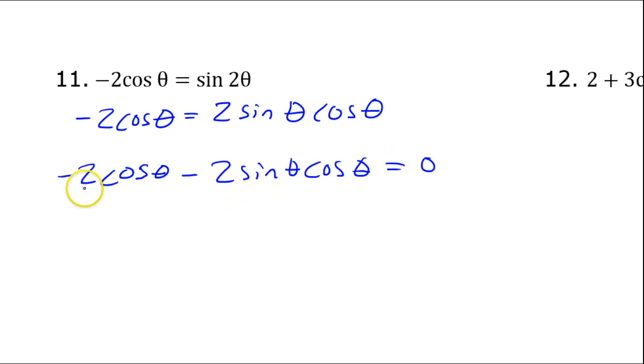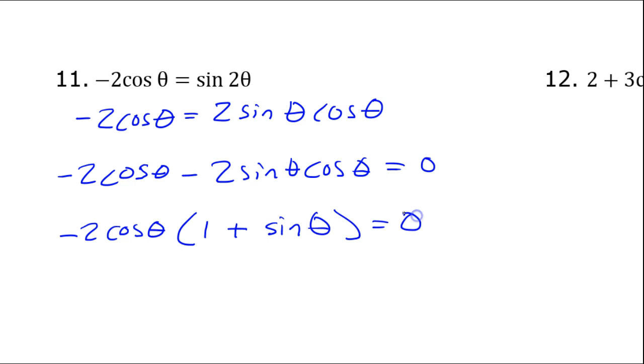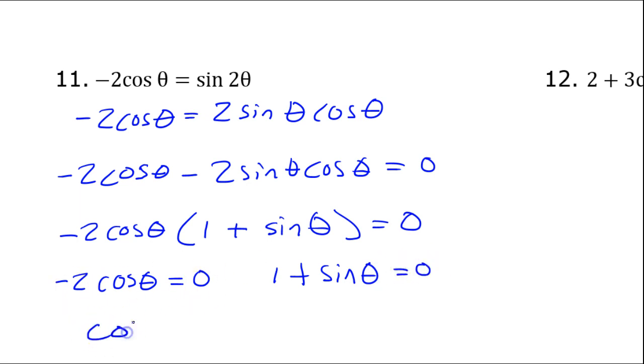Okay, GCF. I see I have negative 2 cosine theta, and I have negative 2, and I have cosine theta. So I can take out a GCF of negative 2 cosine theta. That's going to leave behind 1 plus sine theta. Okay, because negative 2 cosine theta times positive sine theta would give me negative 2 sine theta cosine theta. So 0 product property. Negative 2 cosine theta is equal to 0, and 1 plus sine theta is equal to 0. Dividing both sides by negative 2, I have cosine theta is equal to 0, because 0 divided by negative 2 is still 0. Subtracting 1 from both sides, I have sine theta is equal to negative 1.